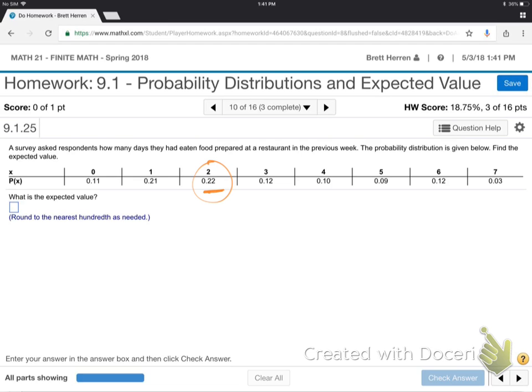My old physics teacher used to say, 2 dogs in the kennel, Heron? What is that? 2 dogs? What is that 2? Maybe days. Days what? How many days until Christmas? Days what? Days that we ate at a restaurant. Exactly. Respondents, how many days they had eaten food prepared at a restaurant, in the survey in the previous week. So this last week, how many days did you eat restaurant food out?